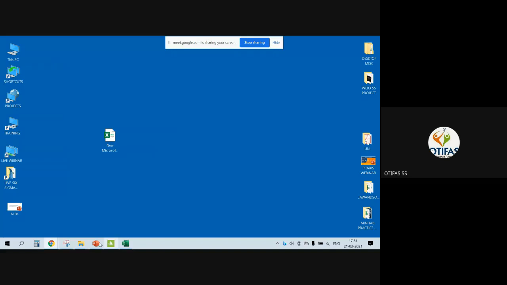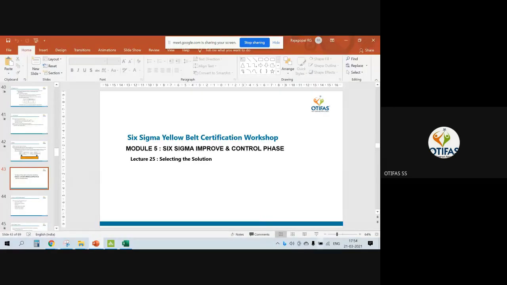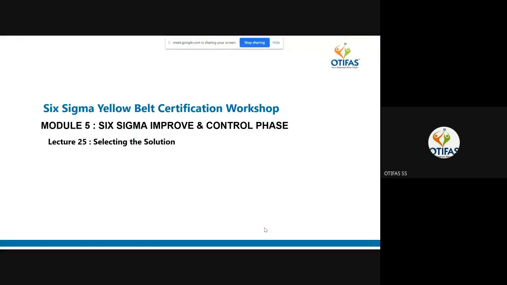So ANOVA is one tool we can use in the analysis phase, where you have a variable Y and a categorical X. Okay. With this, we have finished the analyze phase also. Now the last phase is the solution phase and the control phase. So here we will learn one major tool, brainstorming, and the other major tool, the four types of control charts.